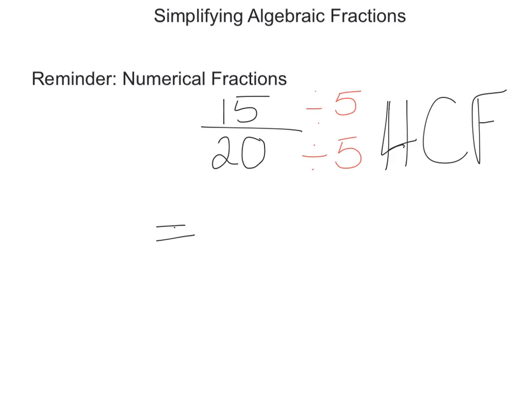By doing that, 15 divided by 5 is 3, and 20 divided by 5 is 4. So the answer is 3/4. We have simplified or reduced the fraction down to its lowest terms, but it still retains the same value. 3/4 is still the same as 15 over 20. We're going to apply that to algebraic fractions.